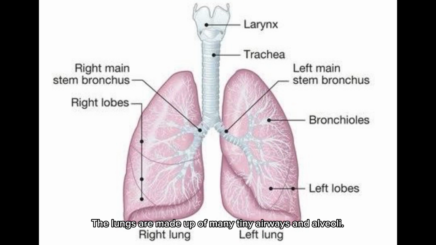The lungs are made up of many tiny airways and alveoli. The airway includes the trachea, bronchi, etc. They branch like twigs, eventually forming numerous small alveoli.